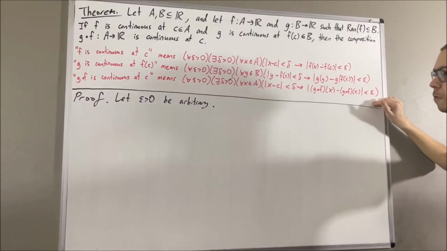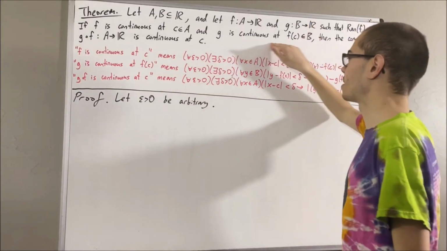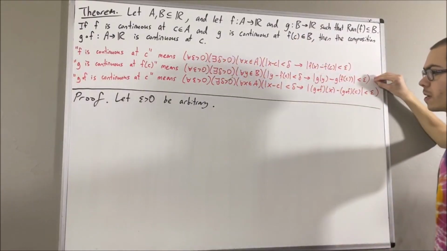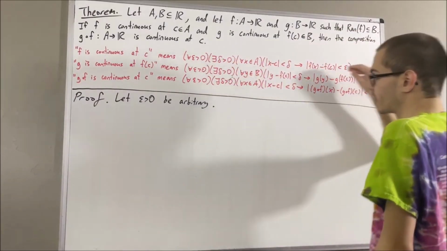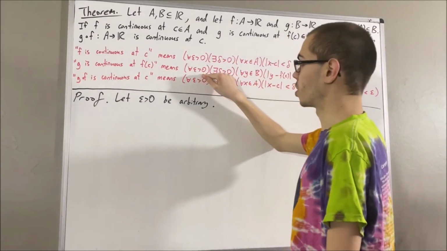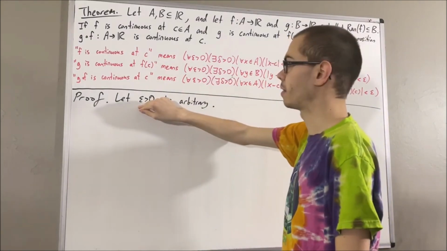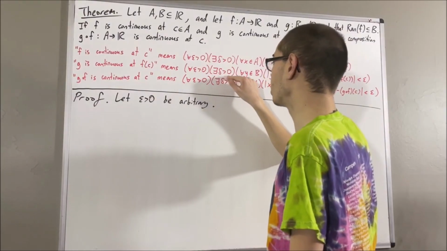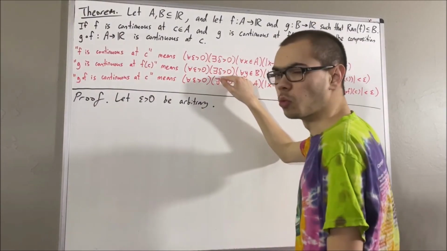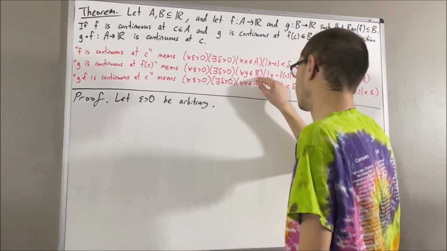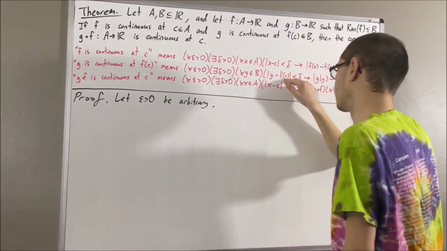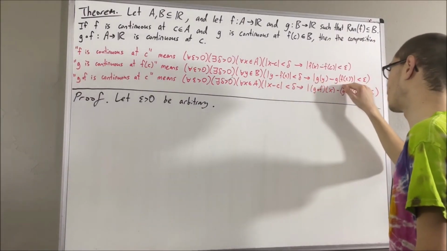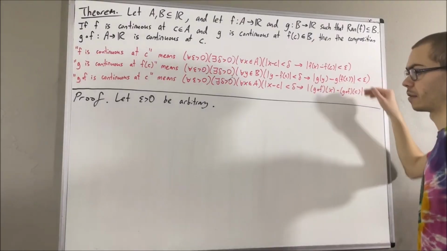And to do that, well, first of all, since g is continuous at f of c, this means we are given that this second statement is true. And this second statement works for every positive real number. So in particular, it must work for the positive real number epsilon that we have in our proof. So taking epsilon to be epsilon, we have that there exists a delta greater than 0. I'll call it delta 1 instead, such that for all y in B, if absolute value of y minus f of c is less than delta 1, then absolute value of g of y minus g of f of c is less than epsilon.